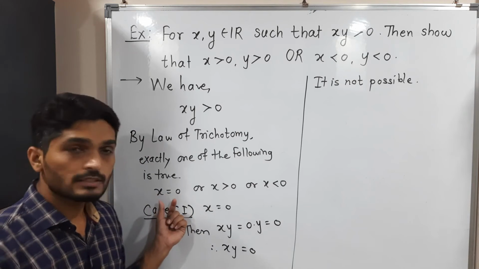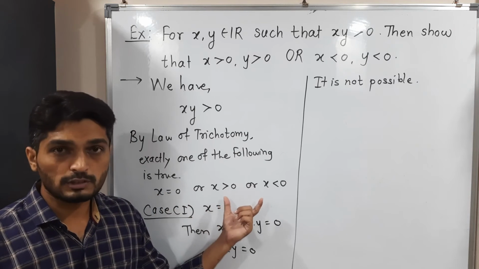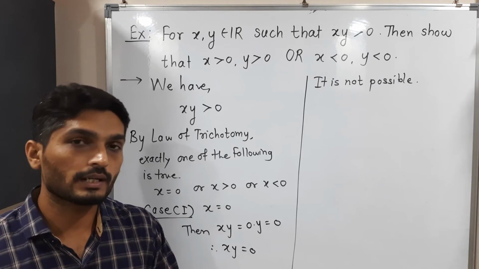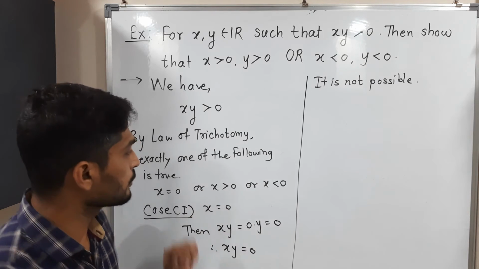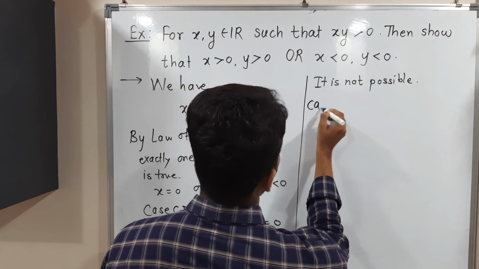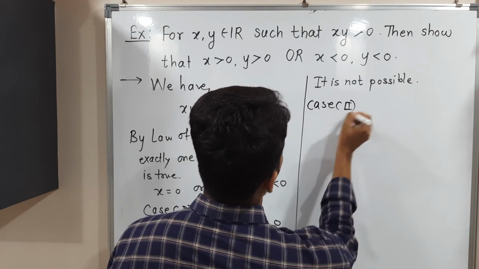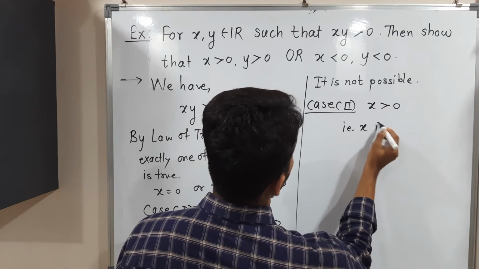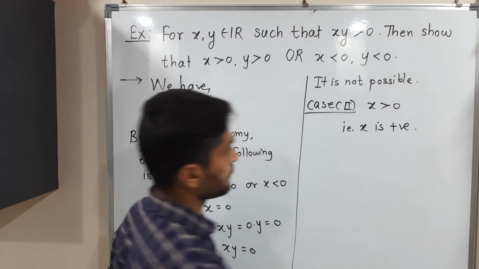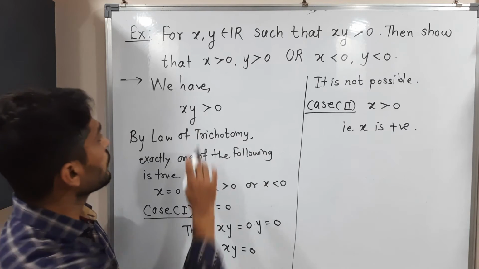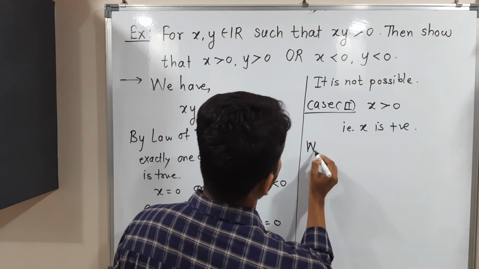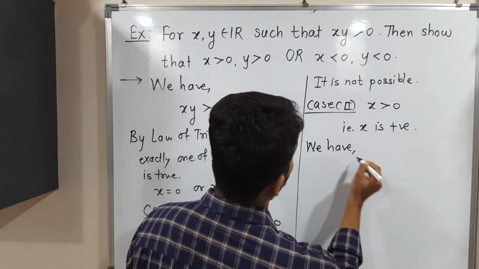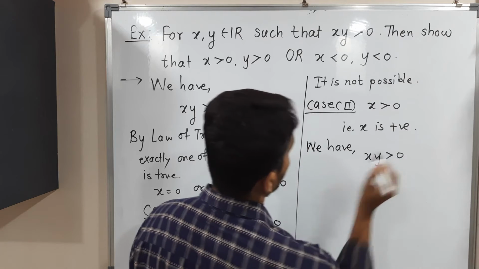So if x is not equal to 0, then we have two possibilities. Either x is positive or x is negative. So let us go with this condition. Case number 2. x is greater than 0. That is, x is positive. What is the information we have? We have xy greater than 0.